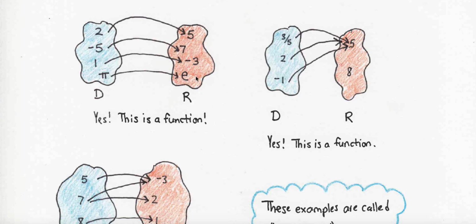This is called a mapping, and this first mapping is a function. And the reason why is because every element in the domain is assigned to one and only one element in the range. So yes, this is a function. The second one is a function. Yes, 8 is ignored, but that's not the point of the definition. The point of the definition is that every element in the domain is assigned to one and only one element in the range.